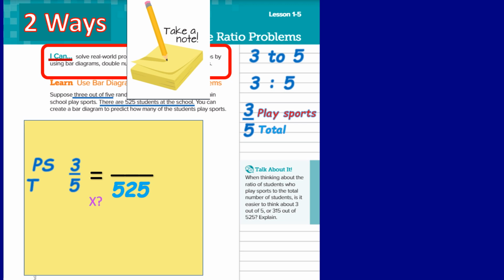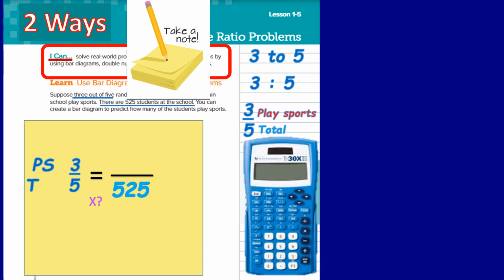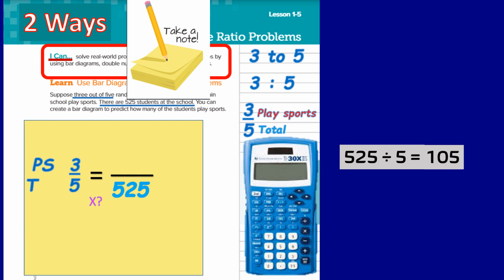Once I do that, then I have to ask myself, well, what am I multiplying 5 by to get 525? Well, if we didn't look at what we had just explained on the previous slide, then the way we find that is we get our handy dandy calculator, we type in the math problem 525 divided by 5 to figure out what we're multiplying by. And when I hit equals, that tells me it is 105.